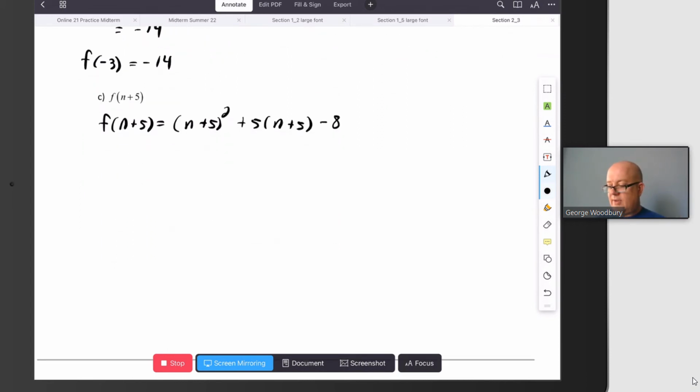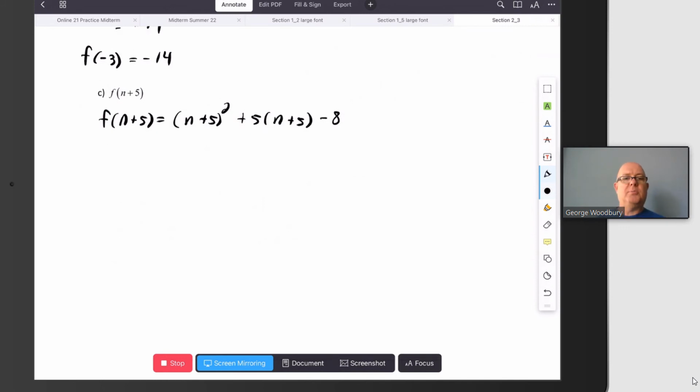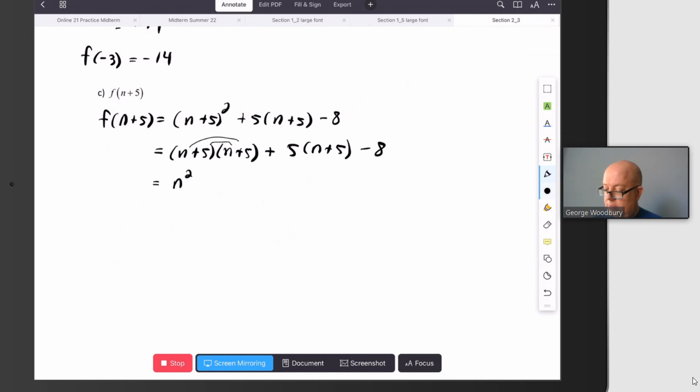Now I need to simplify this, and when I'm going to square a binomial, what I like to do is write it twice. N plus 5 times n plus 5. Let me copy down the rest, plus 5 times n plus 5 minus 8. The first product, I can use FOIL style multiplication. N times n is n squared. N times 5 is plus 5n. There's another 5n, and finally 5 times 5 is 25.